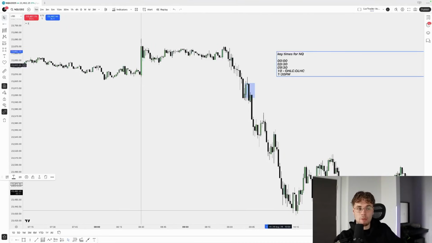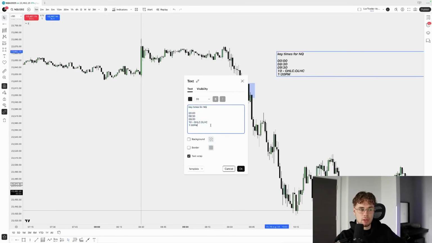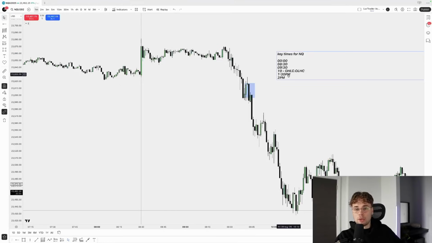And then the new, I should really put this, 2 p.m. Why 2 p.m.? Because that's the new 4-hour candle for the PM session. So if 1:30 p.m. manipulates, 2 p.m. should provide what? Open, high, low, close, or open, low, high, close, depending on whether you're bullish or bearish.